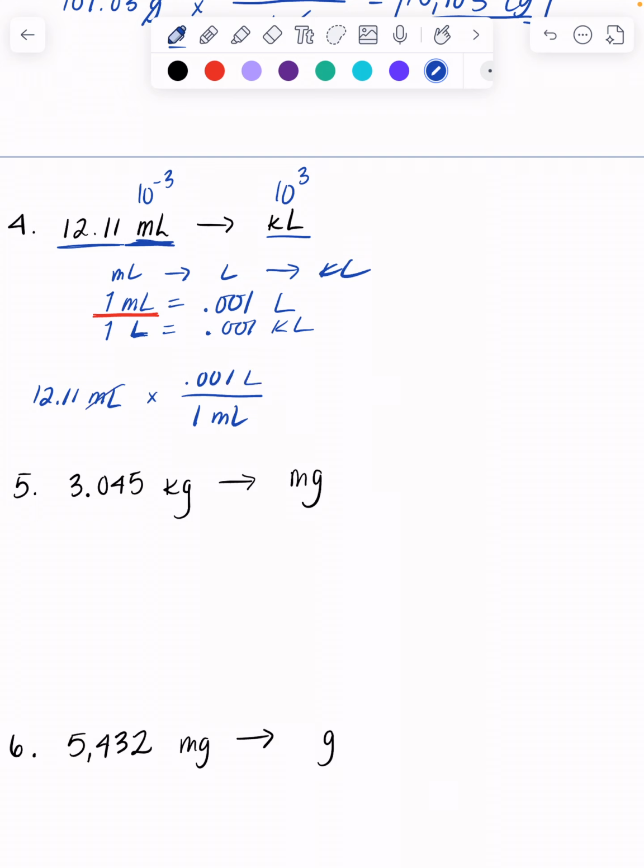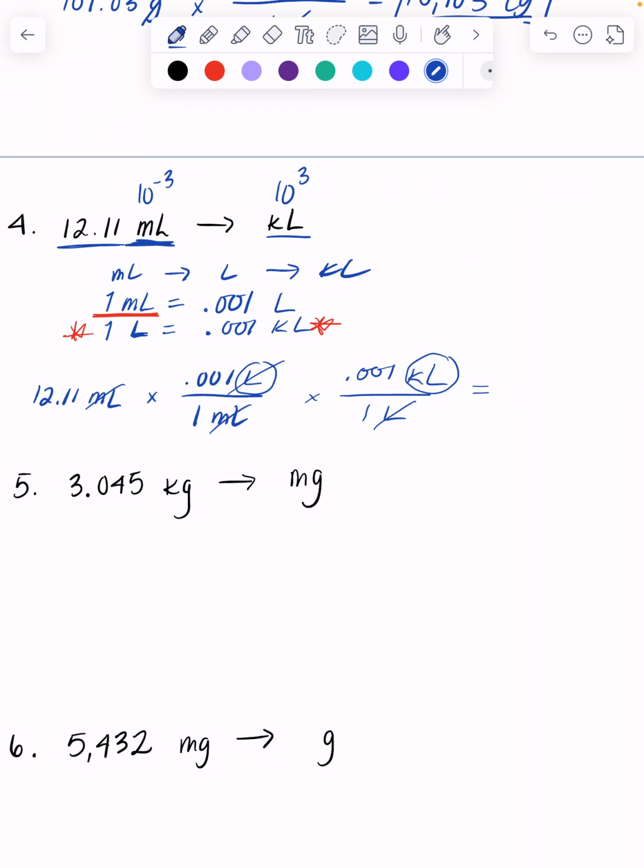Cool. Canceling. Amazing. Now I'm just going to go straight in and try to convert my liters to kiloliters. So right now I have liters and I want to get to kiloliters. So I'm going to add in this next lovely conversion factor here: 1 liter on the bottom, and 0.001 kiloliters on top. So again, I'm canceling those unwanted units. I'm ending up with kiloliters, and all I have to do is multiply everything out.